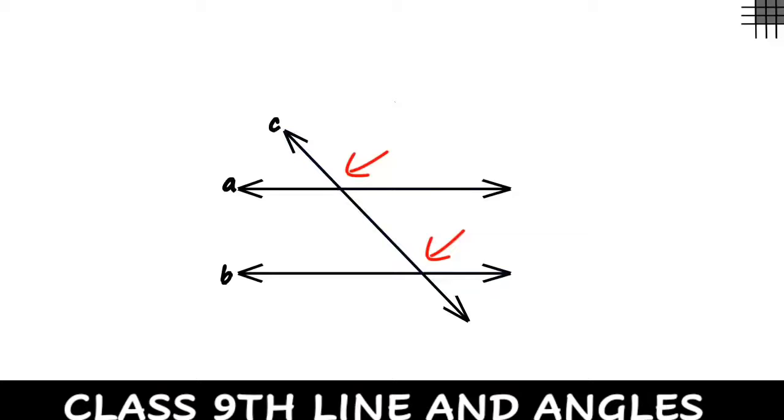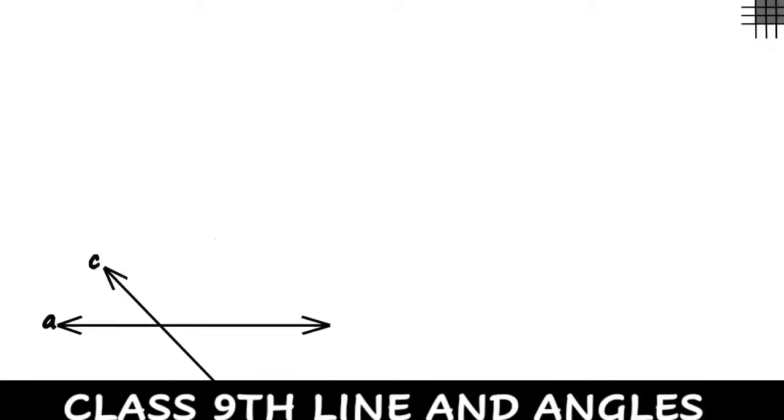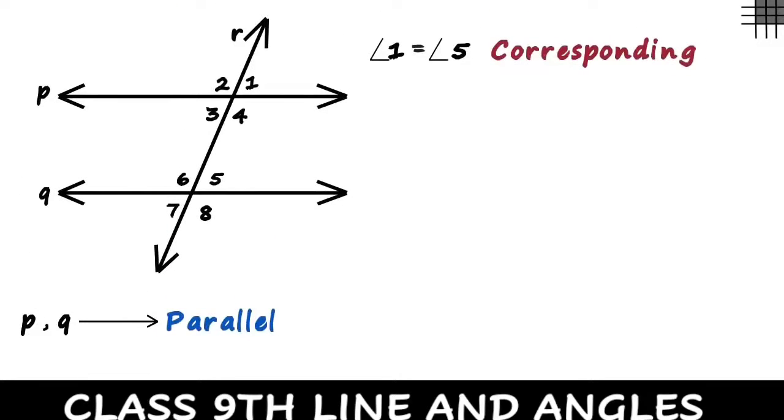This tells us that the corresponding angles are always equal. Now let's go back to the previous page. Now let me ask you an interesting question. Look at the figure closely. Is this the only pair of corresponding angles? No, it isn't. We have three more pairs of corresponding angles.